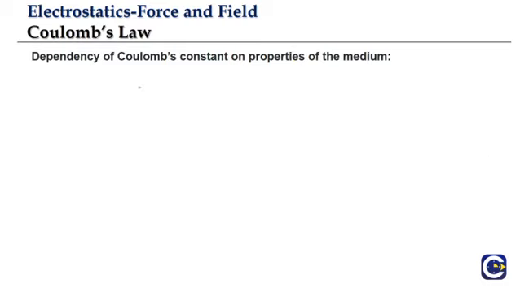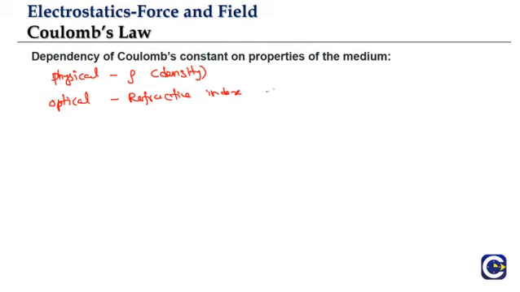And we will see that Coulomb's constant K depends upon the properties of the medium. Generally, when we talk about the physical properties of the medium, we use density as an important property. If we talk about the optical properties of the medium, we use the refractive index. We all know what the refractive index is. Refractive index talks about how fast light can travel through a medium.